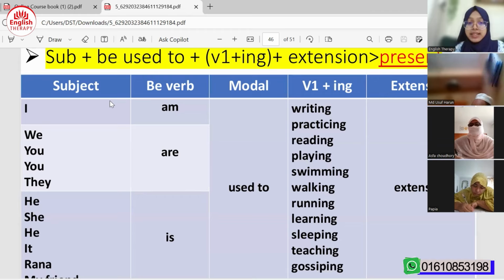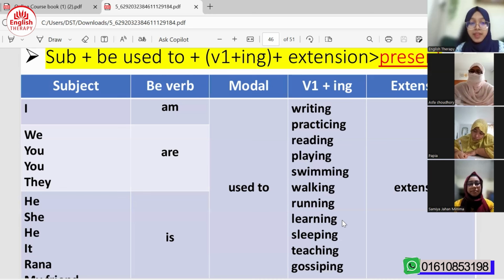If I translate it, I am used to learning. That means আমি নিয়মিত শিখি or আমি শিখতে অভ্যস্ত. If I say অভ্যস্ত, that means in my past I did it and nowadays I am doing it. Both meanings are the same. Okay? Have you got the example? Yes, ma'am. Okay, so now I will tell you the Bangla and you will try to translate.